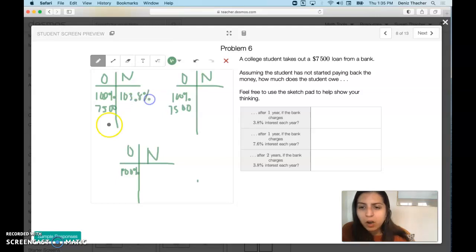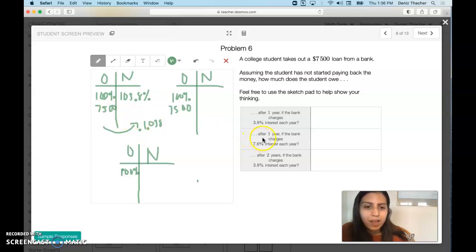Now, I need to figure out what I can multiply 100 by to get to 103.8. I can do that by dividing 103.8 by 100. Hopefully you got 1.038. That means we can multiply 7,500 by 1.038 to get our answer.